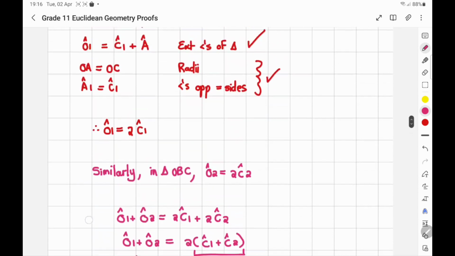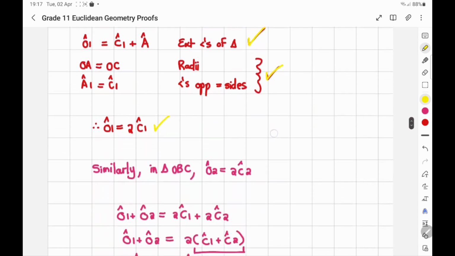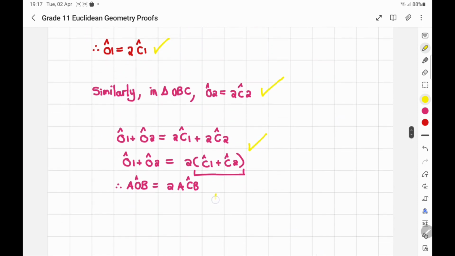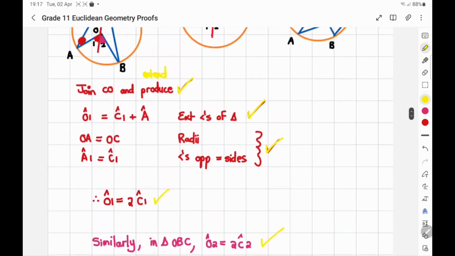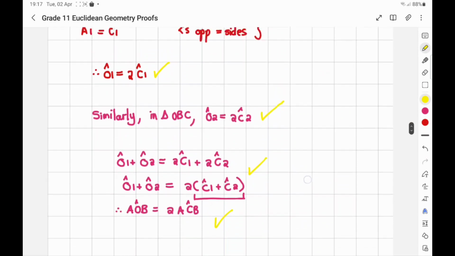Please make sure that you've got everything that's very important. You've got join CO and produce, or join CO and extend. Another word you could have used is extend. Then for exterior angles, for these two you get marks, and then for saying O1 is equal to 2 times C1, then similarly, then doing the equation, and then coming to your conclusion. So this will be roughly out of 7 marks.